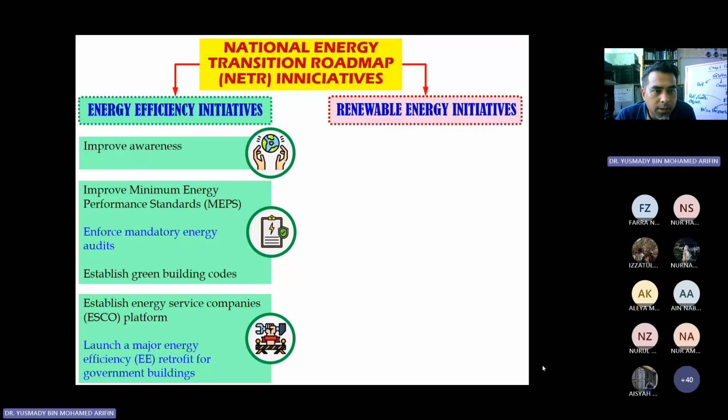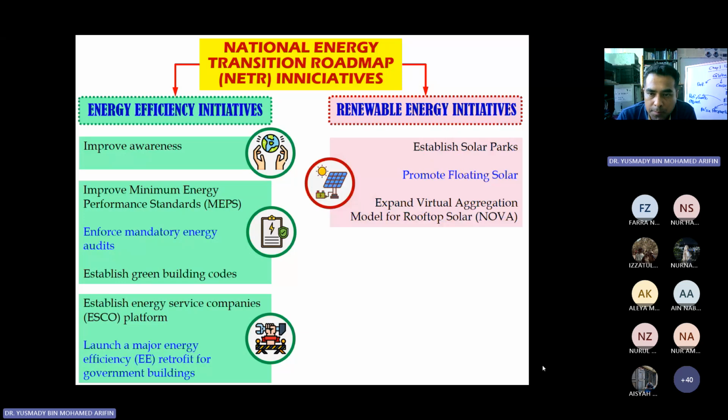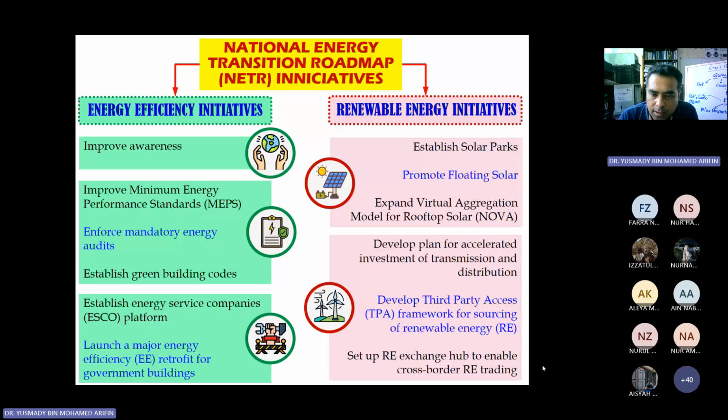Initiatives based on renewable energy. Establish solar parks. Promote floating solar, LSC. Expand virtual aggregation model for rooftop solar. Develop plan to accelerate investment of transmission and distribution of the renewable energy. Develop third-party access, TPA, framework for sourcing of renewable energy. Set up RE exchange hub to enable cross-border RE trading. So these are initiatives under NETR.